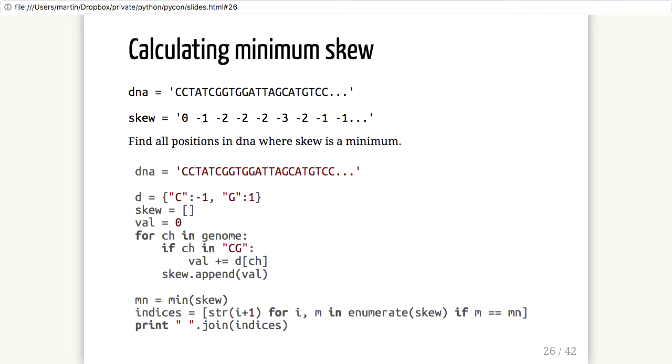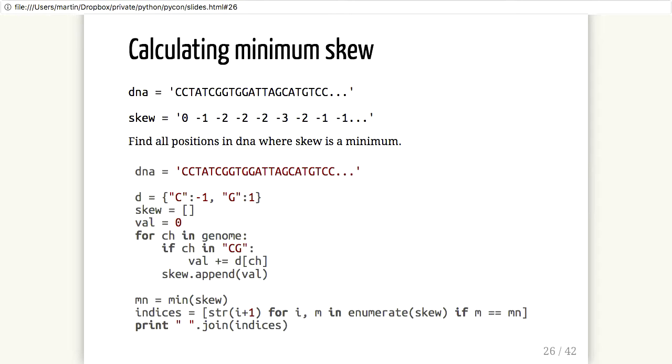So what the skew is defined as is we start off with 0. Every time we see a C, we subtract 1. So the first two characters are CC, so we go from 0, to -1, to -2. If we see an A or a T, we just keep going. A G, we add 1.